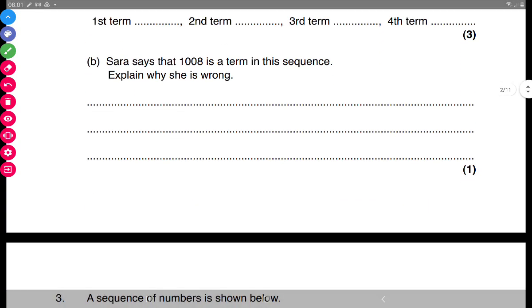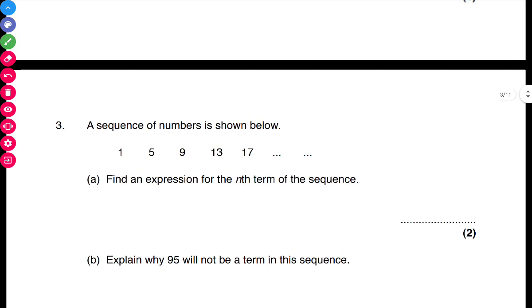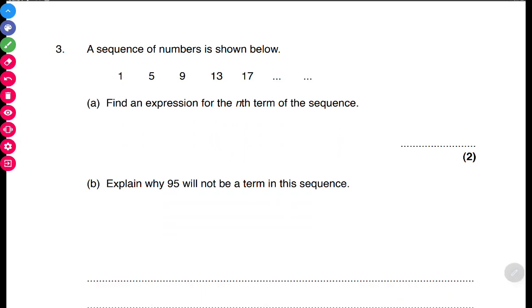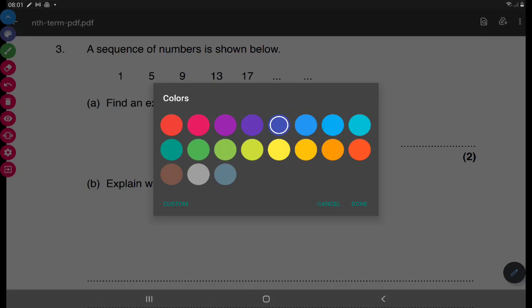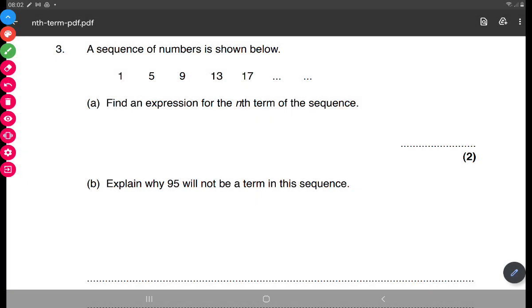Right. Well, last example. Just as a quick recap, and then I'll stop talking. Last example. What colour should we have now? Let's have that orange. Right. A sequence of numbers is shown below. 1, 5, 9, 13, 17.